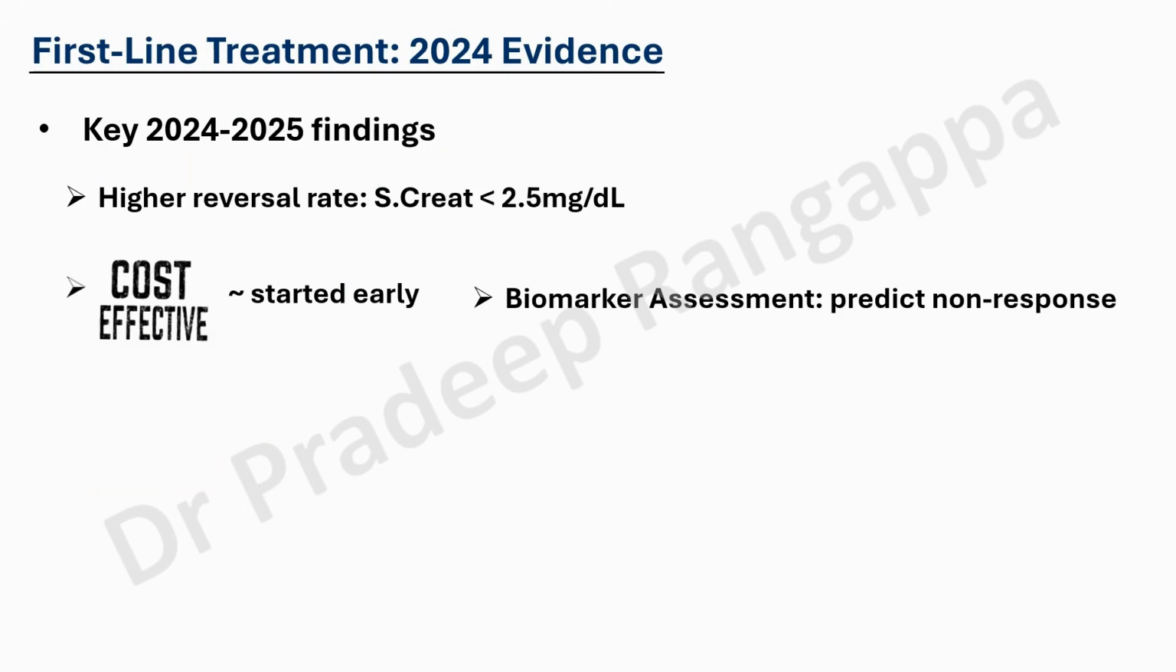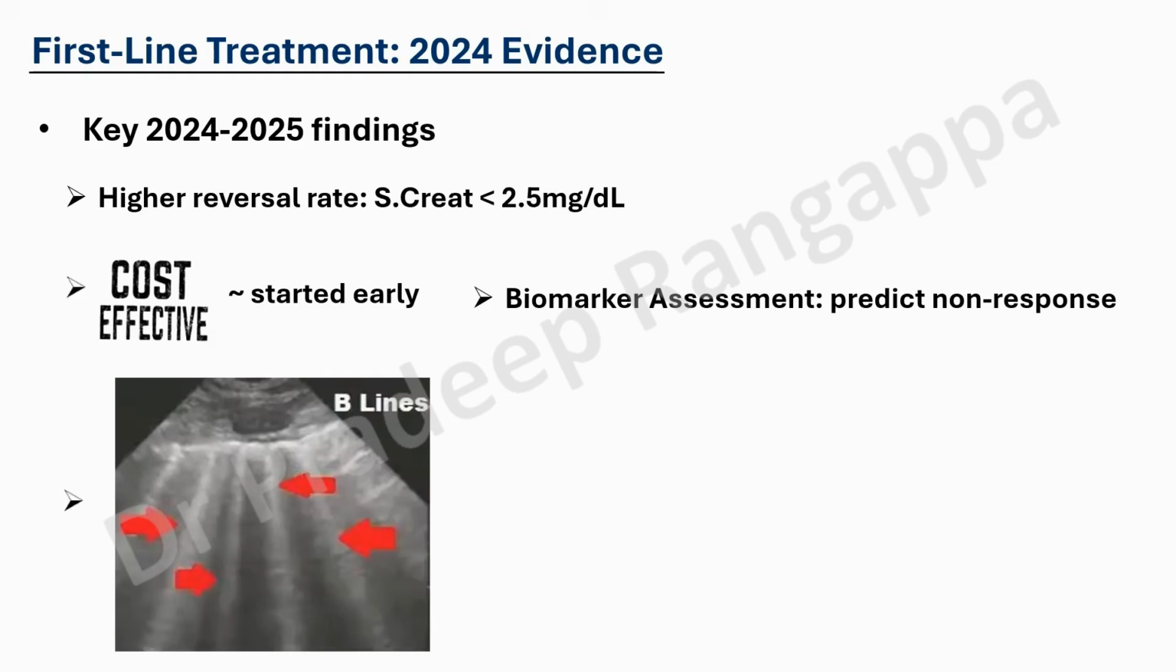And try to use NGAL more. I think in India, we're not using it very much. Maybe we should start doing more urinary NGAL as a biomarker to predict non-response. Because if NGAL is high, it means there is some problem in the kidney, and the HRS may not show the response that you would have loved to see. So it basically predicts non-response.